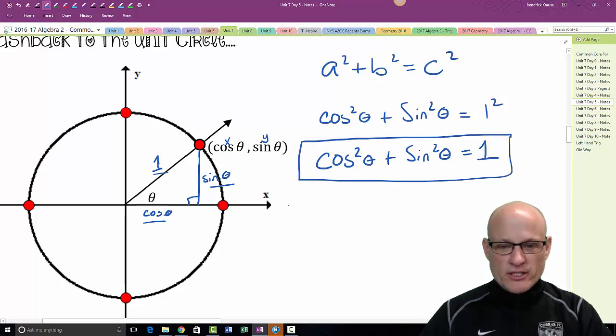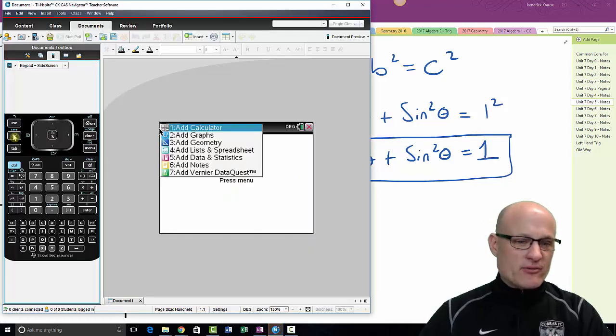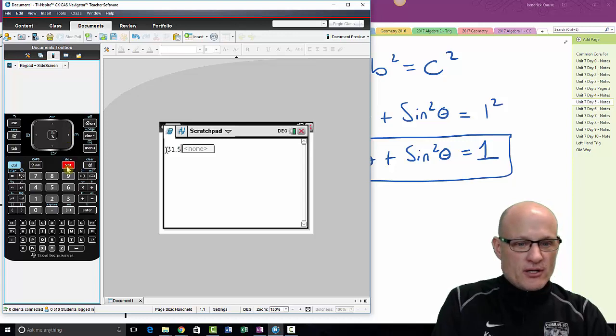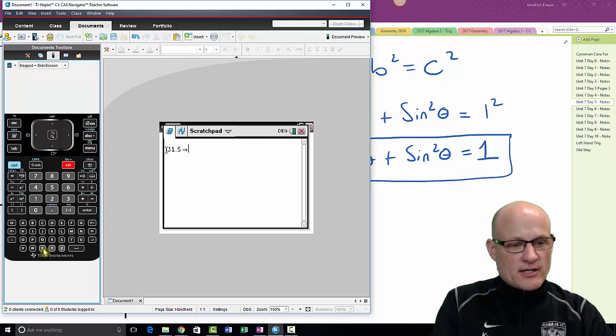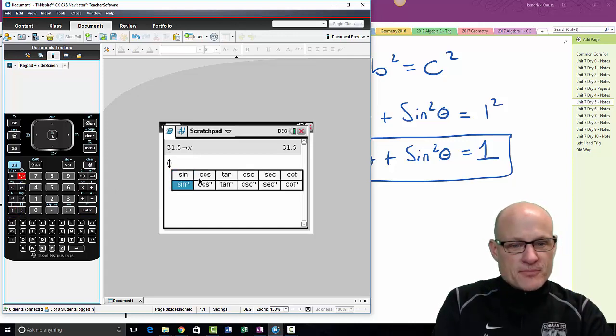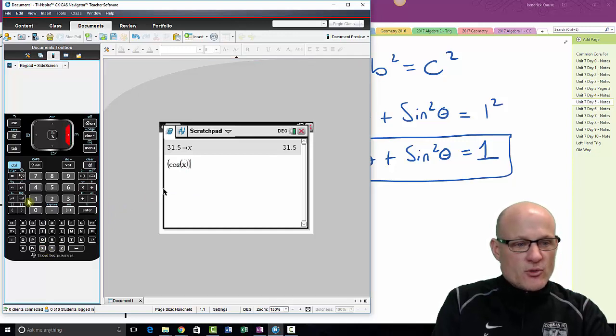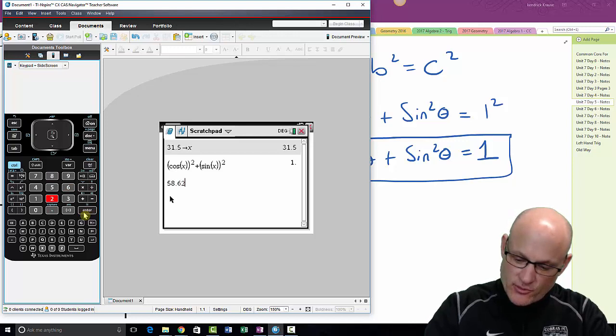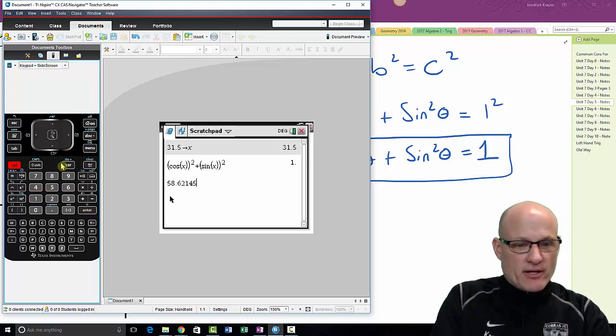And that is a really, really important trig identity. What that means is, I'm in degree mode, so I could take any value, like 31.5 degrees, and store that into x. So I'm going to take some weird value and store it in there. Now, to get this in there right, I have to do cosine of x squared plus the sine of x squared. And what do I get? 1. I could pick anything I want, 58.63125, whatever that number is, and store that into x.